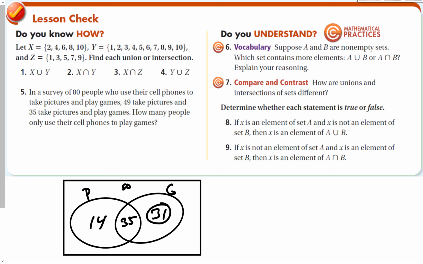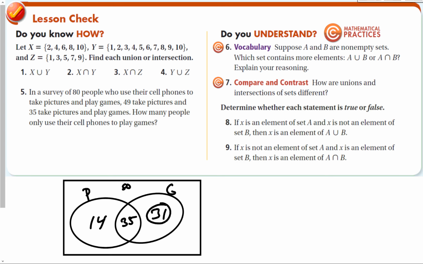So for the next one, number 6, suppose A and B are non-empty sets. Which set contains more elements? A union B or A intersect B? Unless they're both the same, A union B is going to have more elements because you're putting the 2 sets together. And A intersect B is only what they have in common. How are the unions and the intersections of sets different? The union of sets is the set that contains all the elements of each set. The intersection of sets is the set that contains elements that are common to both.